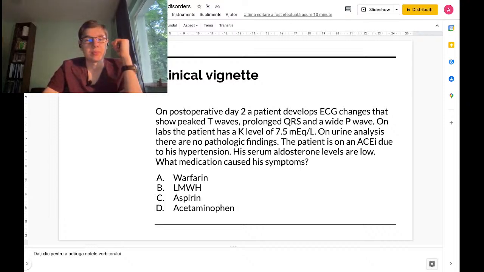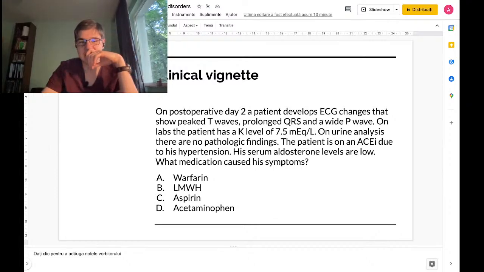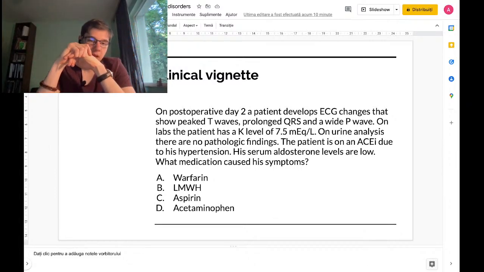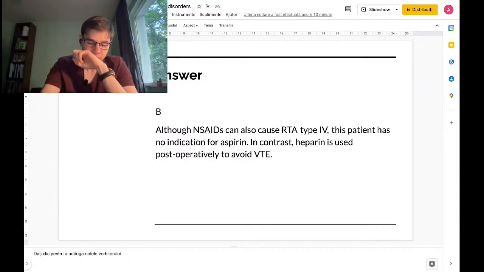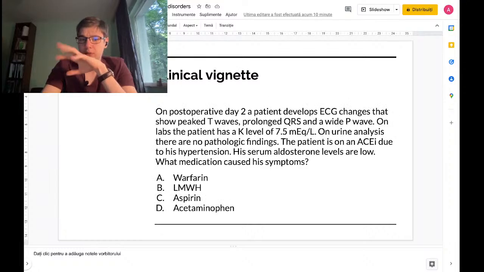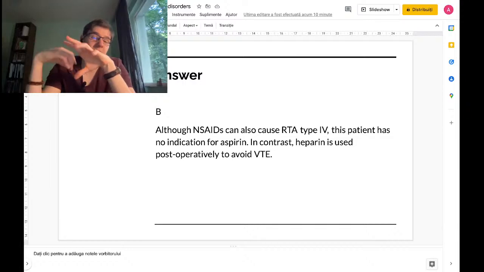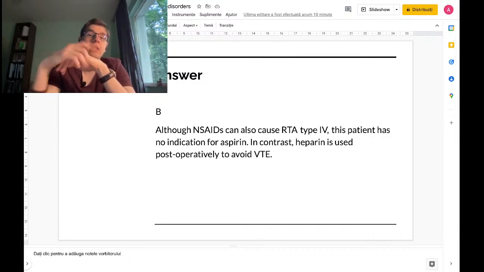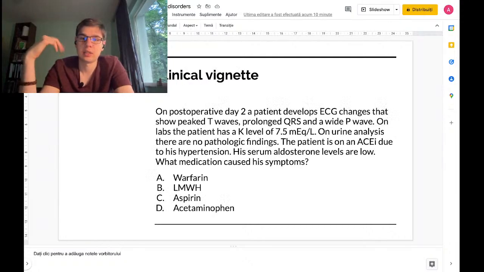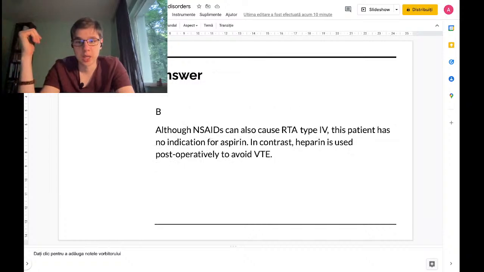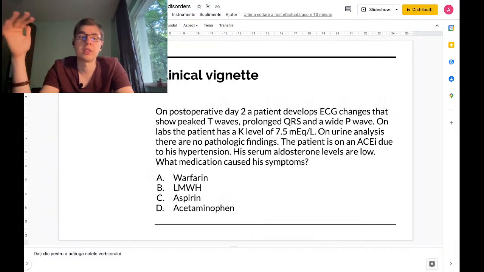So this question has multiple correct answers, but we have to think in context. The answer is B, and indeed someone said aspirin, so NSAIDs. But the thing is that although the NSAIDs can cause renal tubular acidosis type 4, as in this case because we have low aldosterone and also aldosterone resistance, this patient has no indication for aspirin. He had an operation, but that's all we know, so he has no indication for this. However, heparin is used postoperatively to avoid venous thromboembolism. So it is clear that the patient was under LMWH.